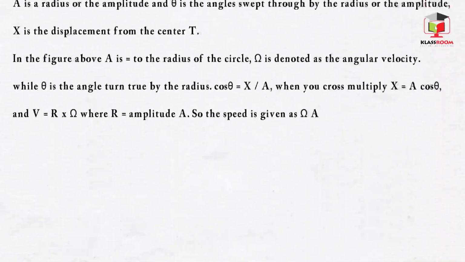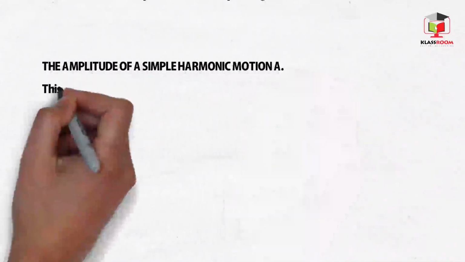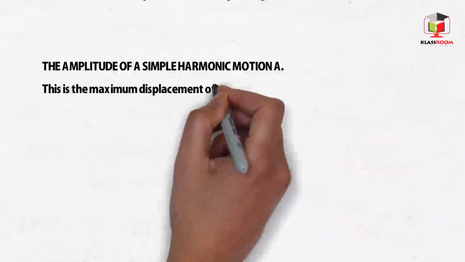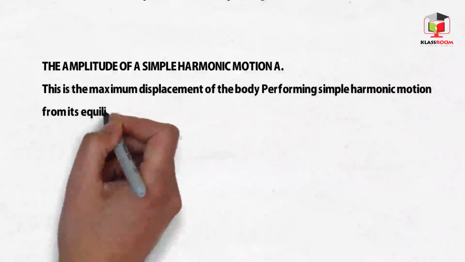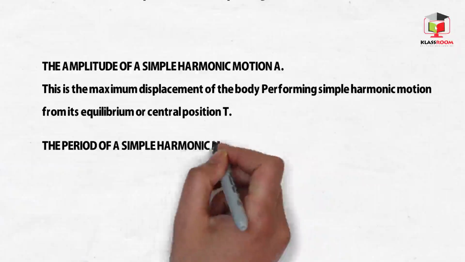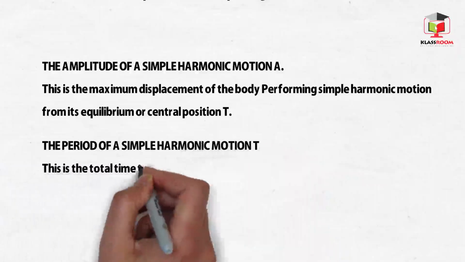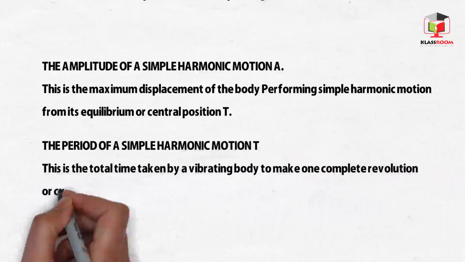The amplitude of a simple harmonic motion, A. This is the maximum displacement of the body performing simple harmonic motion from its equilibrium or central position T. The period of a simple harmonic motion, T. This is the total time taken by a vibrating body to make one complete revolution or cycle about a reference point.